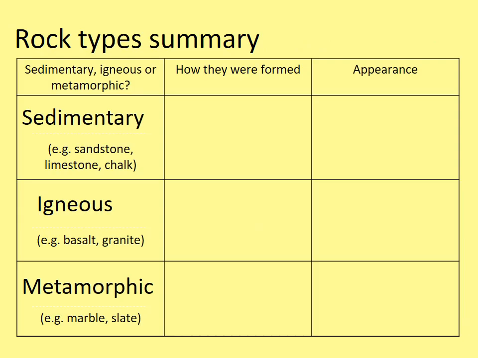So in order to understand the rock cycle and how the different types of rocks turn into each other, we have to remind ourselves about how they're formed. This table would allow you to summarise that and pull together the information that we've learnt from previous lessons. If you wish to copy this table down, I'm going to give you a minute. If you don't wish to, you can forward through the video.